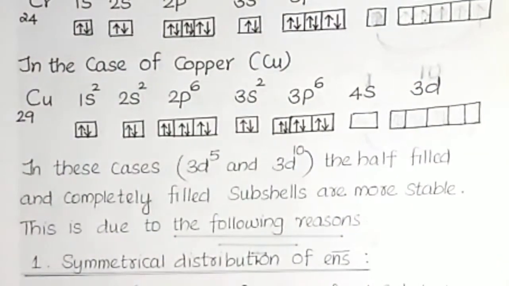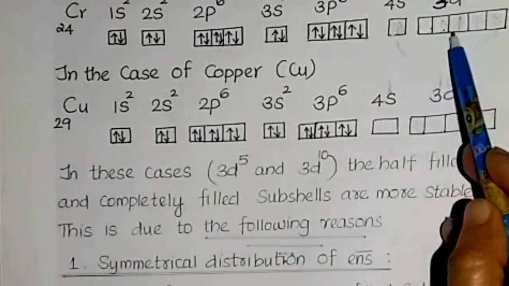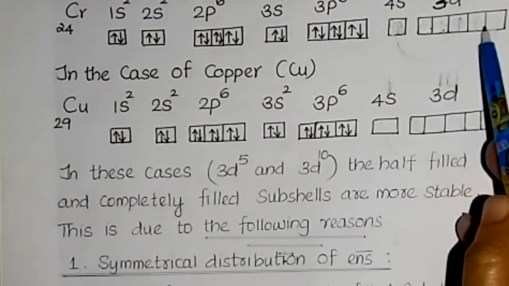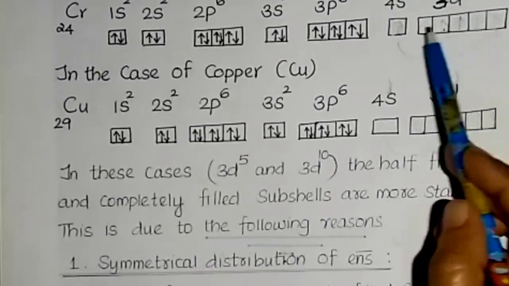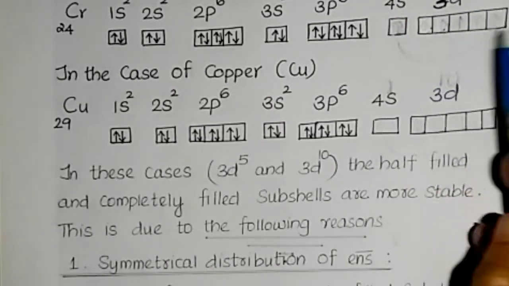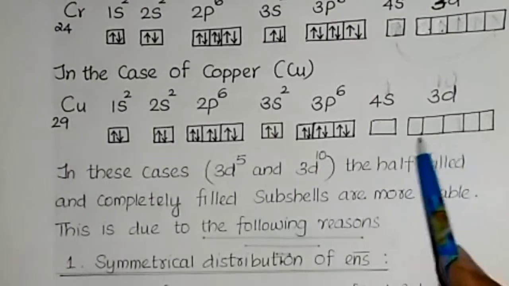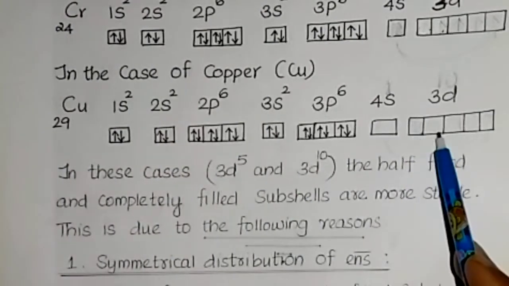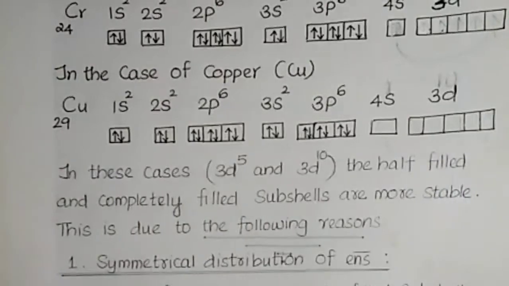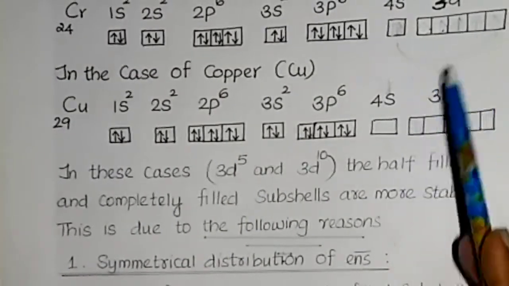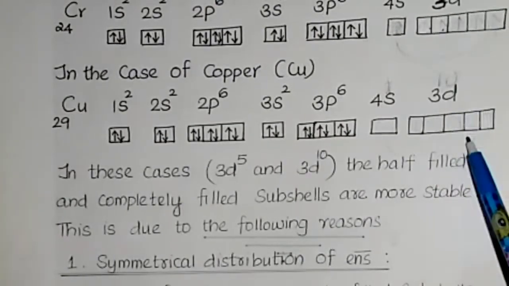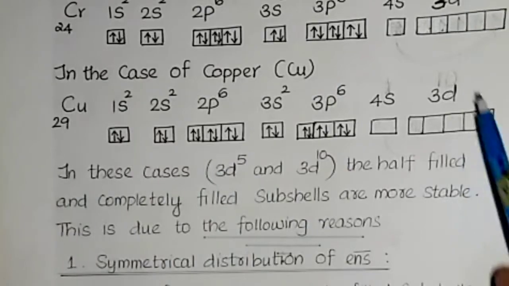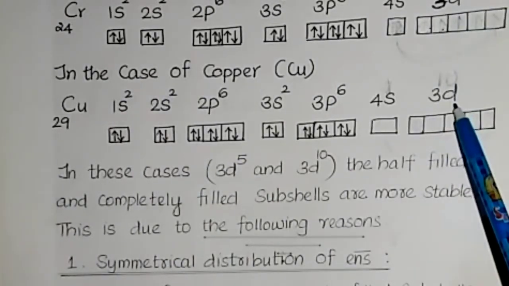First one, the symmetrical distribution of electrons. That means in this case, there is symmetry, all having one electron. These d orbitals are degenerate, all having one electron. Here also all have 2 electrons, symmetrical. The same number of electrons are accommodated in this subshell. This is known as symmetrical distribution of electrons. Due to this symmetrical distribution, the d5 or d10 configuration is more stable.